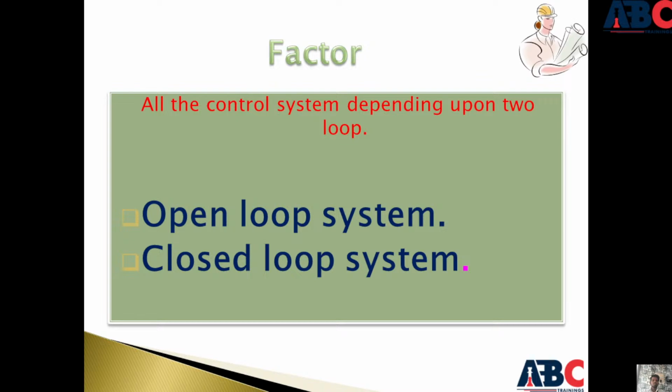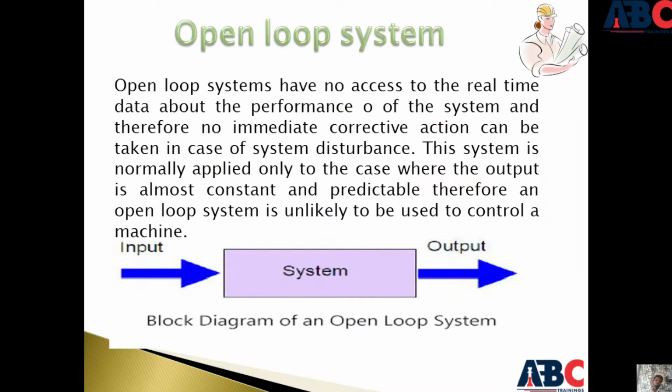All control systems depend upon two loops: open loop system and closed loop system. Open loop systems have no access to real time data about the performance of the system and therefore no immediate corrective actions can be taken in case of system disturbance. The system is normally applied only to cases where the output is almost constant and predictable. Therefore, an open loop system is unlikely to be used to control a machine.